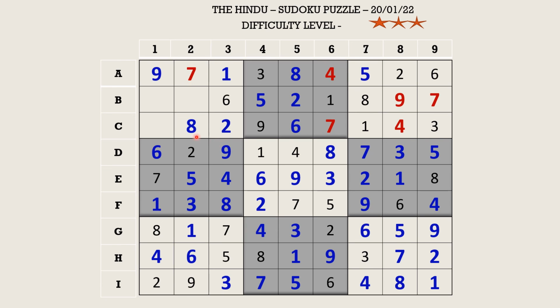The only missing number in row C is 5. The missing numbers in row B are 3 and 4. There is a 3 blocking from here. So B2 takes 4 and B1 takes 3.